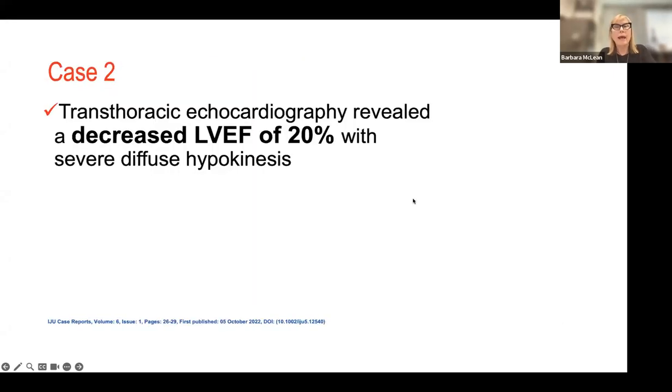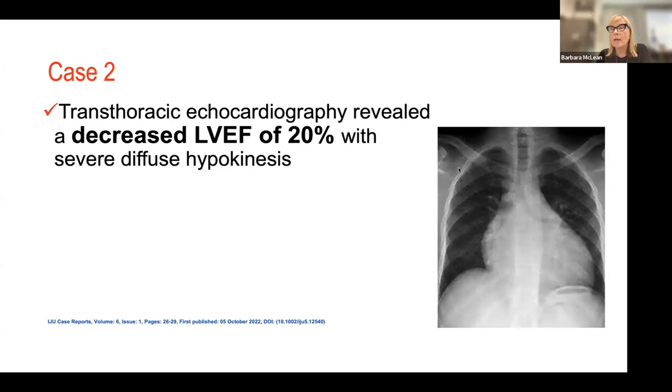Now, in about 4 hours, the nurse at the bedside said, something is wrong. I can't resuscitate the patient. So they do another echocardiogram because she was very persistent. And her second echocardiogram shows a decrease from above 60% EF down to 20% with severe diffuse hypokinesis.